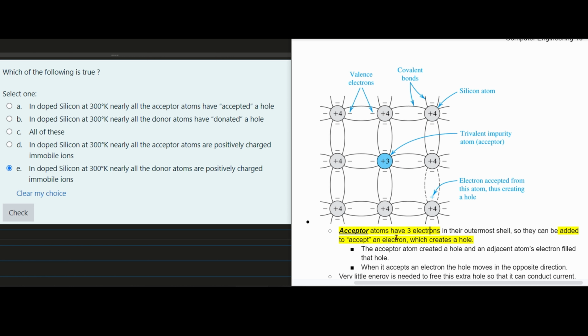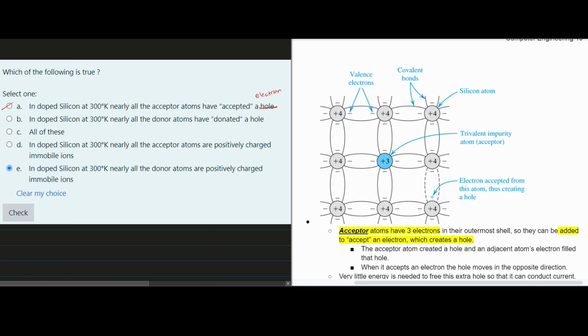But the acceptor itself has 3 electrons in the outermost shell, and so they can be added to accept an electron, which creates a hole. When we say all acceptor atoms have accepted a hole, this is untrue, because they don't accept a hole, they accept an electron. So that's the difference. So that is incorrect.